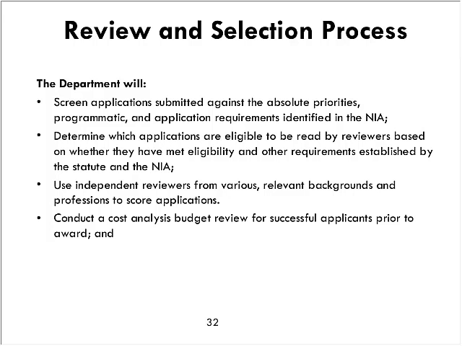All right, so let's talk a little bit now about the review and selection process. Again, I'm going to move a little bit more quickly through this part of the presentation. There are a few things that the department will do as part of the review and selection process, and other parts that will be completed by others. Here's what the department's going to do. We will screen the applications against the absolute priorities. We'll make sure that they meet programmatic requirements, and application requirements as well. We will determine which applications, based on that screening process, are eligible to be read by reviewers, and whether they've met eligibility and other requirements established by the statute and the NIA.